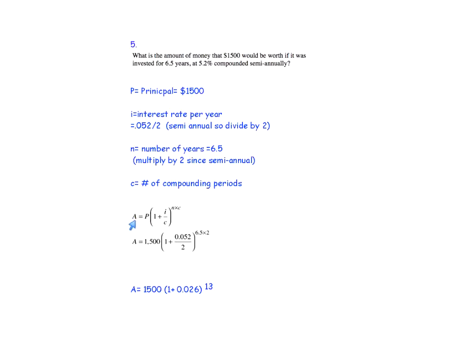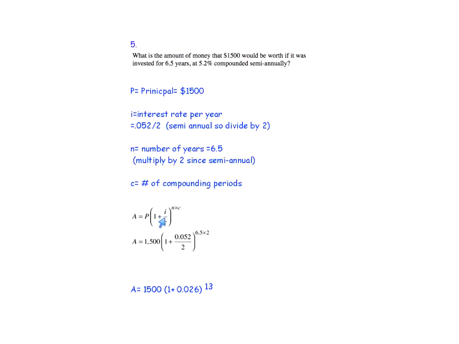A is the amount we're calculating. That's what the question's asking: how much money is $1,500 going to be worth after you compound it? So we're trying to find what A is. That's the amount that the investment is going to be worth. What we do is we start with P, which is principal, and that's $1,500. That's the amount invested, so that's going to go in the formula.